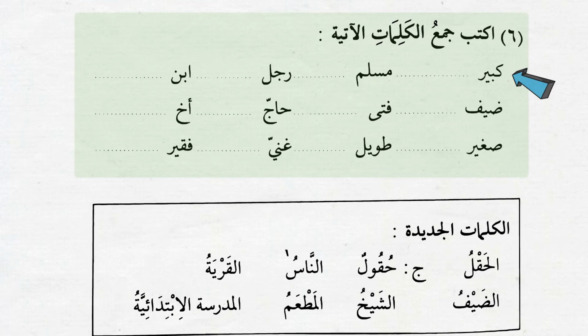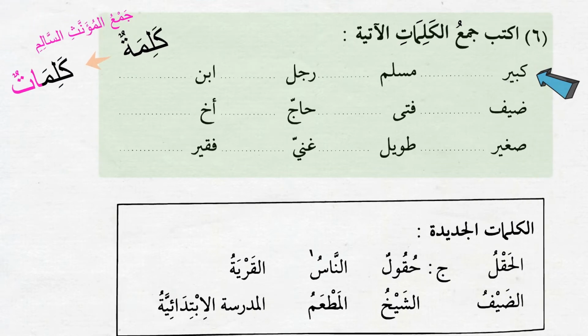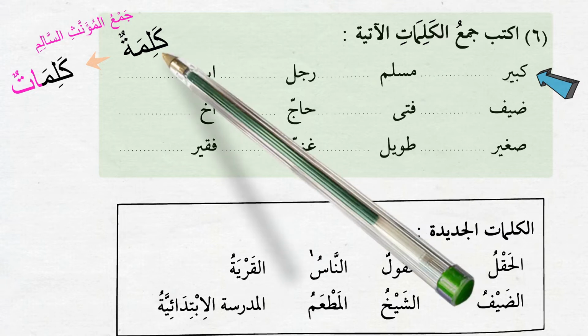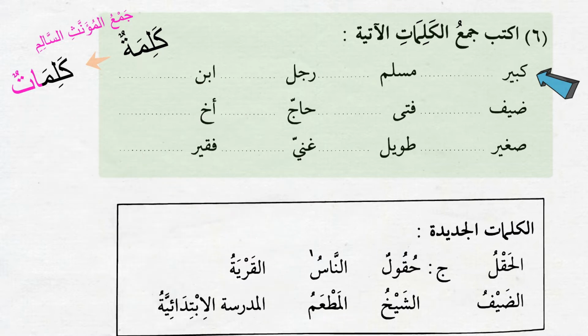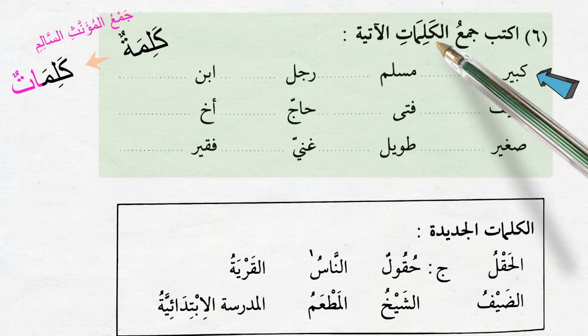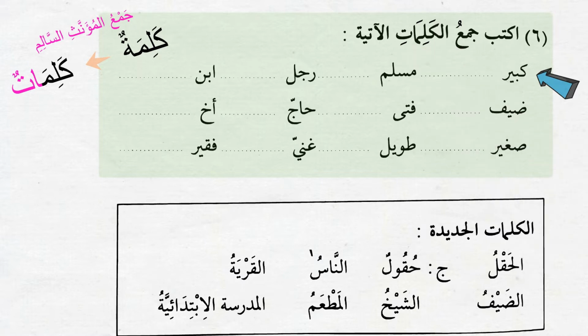Notice here in the instruction, Dr. Abdurrahim used the ism kalimatun, which is the jam'ul-mu'annath salim of the word kalimatun, a word. So the plural of kalimatun is kalimatun. And in ma'rifah, it is al-kalimatu. And jam'u-lkalimati is the idafa combination where jam'u is mudaf and kalimati is mudaf ilayh.